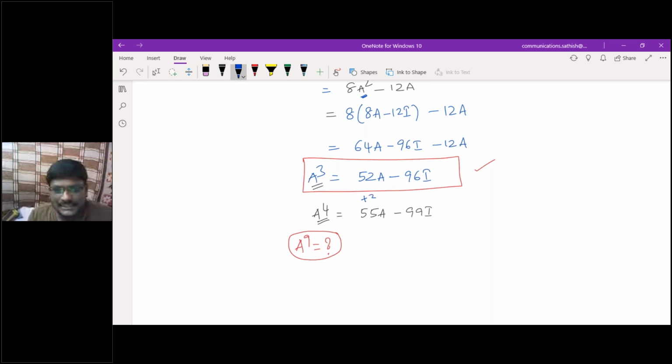What minus 3? This is plus 3. Both are added to 3. Then similarly, can you count up to A power 9? How many terms are there? A power 5, A power 6, A power 7, A power 8. Means how many terms in total? 4 values, am I correct? Yes, sir.